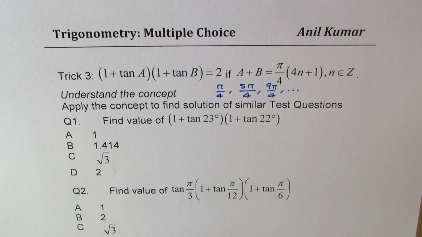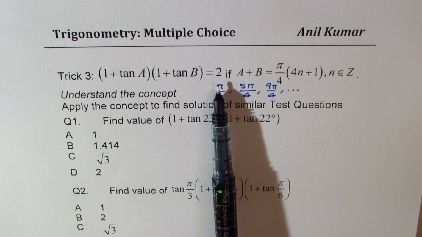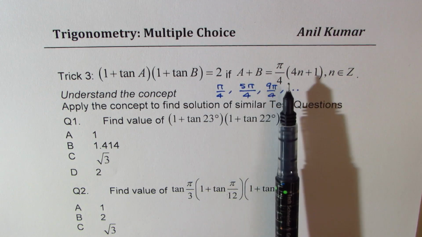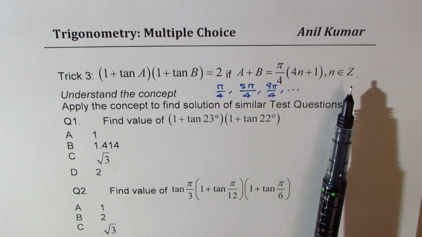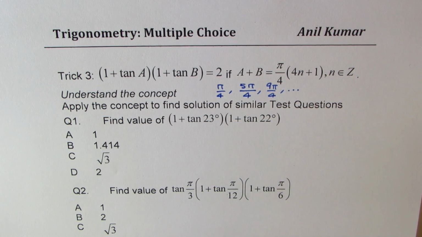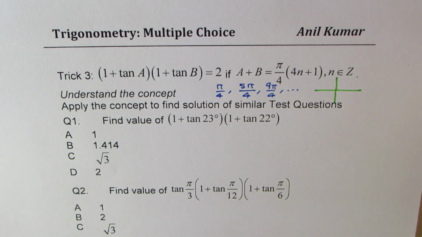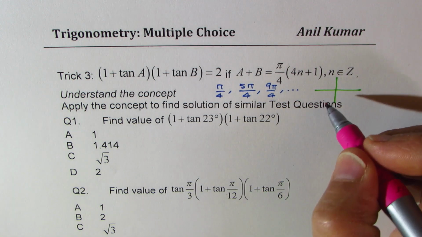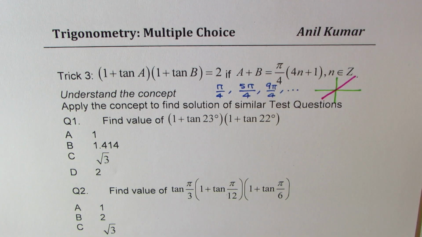Trick 3. The product of (1 + tan A) and (1 + tan B) is equal to 2 if A + B is π/4 times (4n + 1), where n belongs to integers, like π/4, 5π/4, 9π/4, and so on. So basically the angle is where tan is positive 1, correct? So either it is π/4 in quadrant 1 or the acute angle in quadrant 3 is π/4, right? So that is the condition.